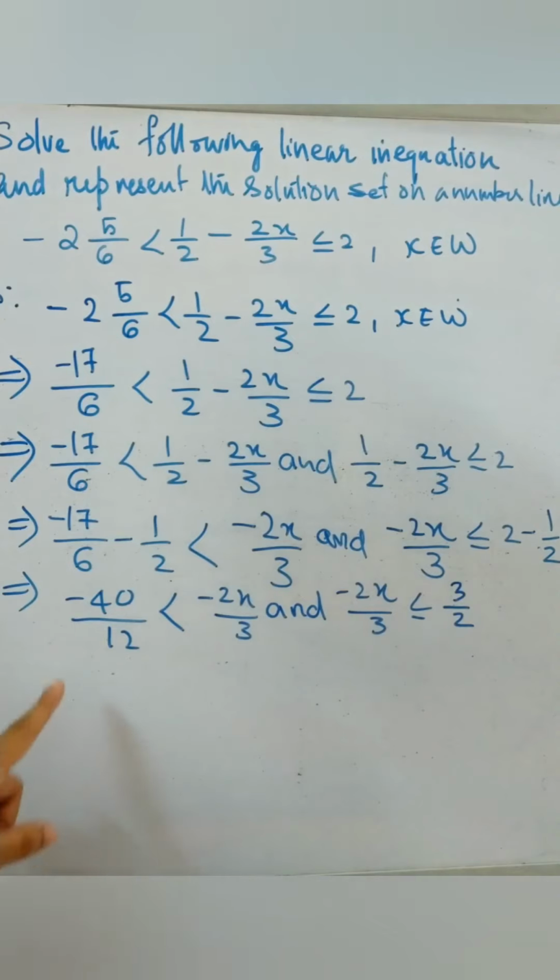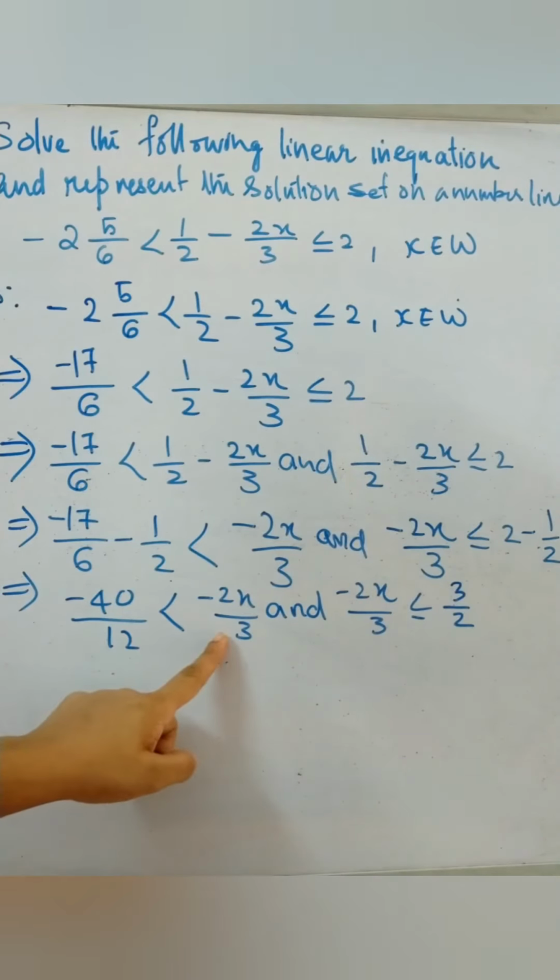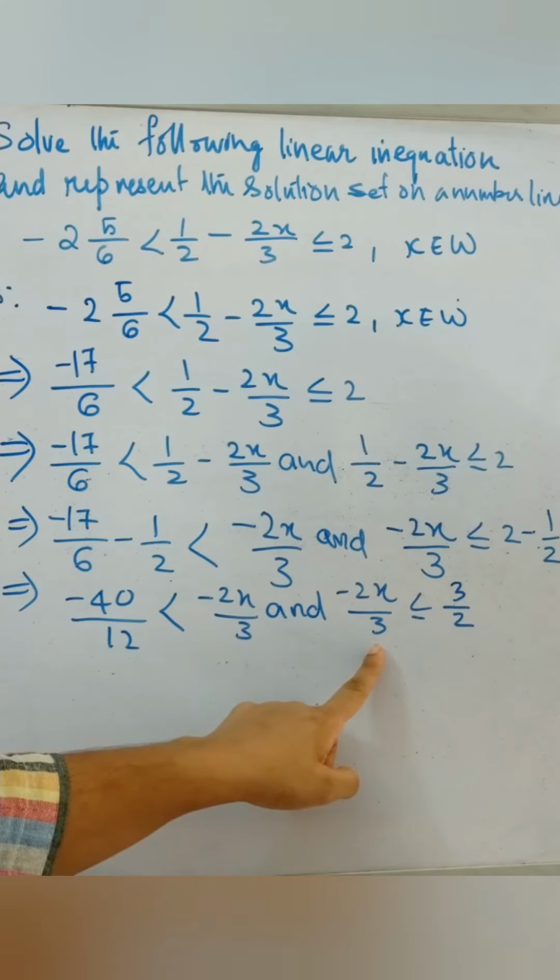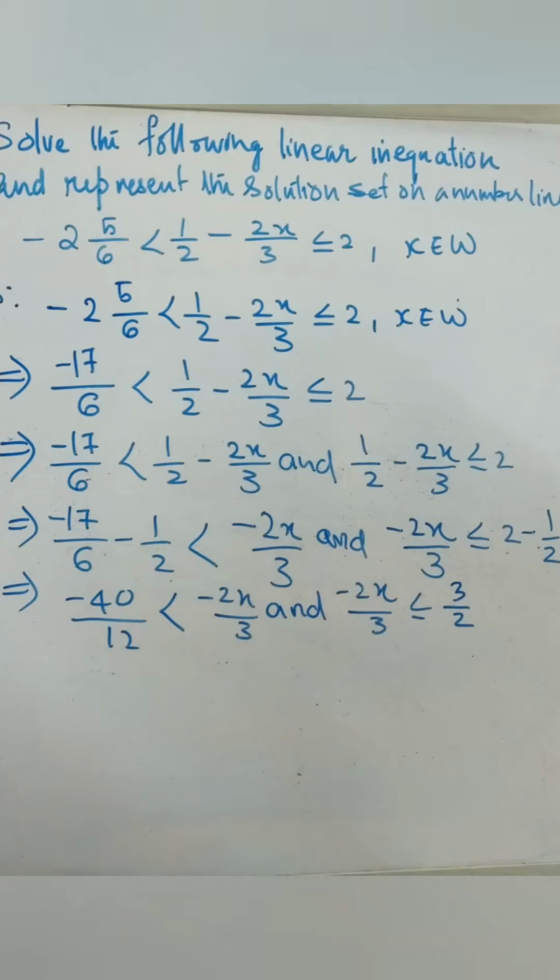Here, if you look at both the linear inequations, you can see that in the first linear inequation the term which contains x has a negative sign. Here also the term which contains x has a negative sign. In that case we have to remove them. And how can we remove them? Yes, we have to multiply both the sides of the linear inequation by negative 1.